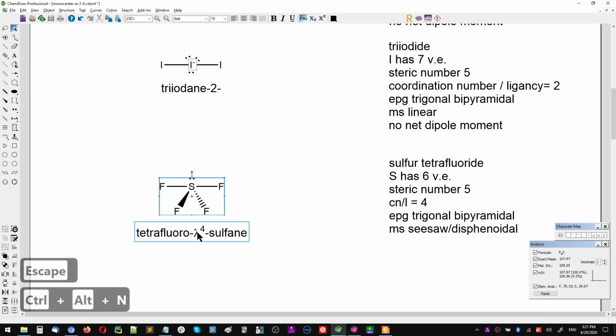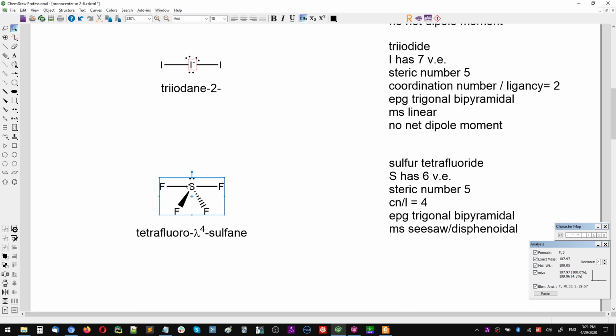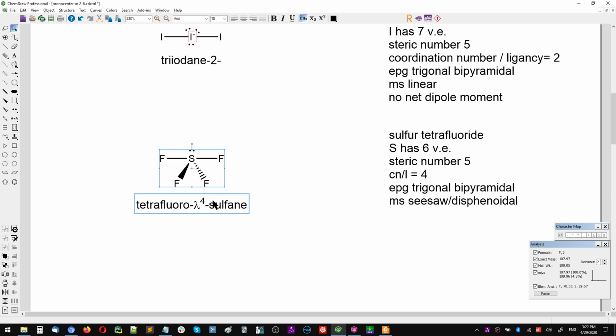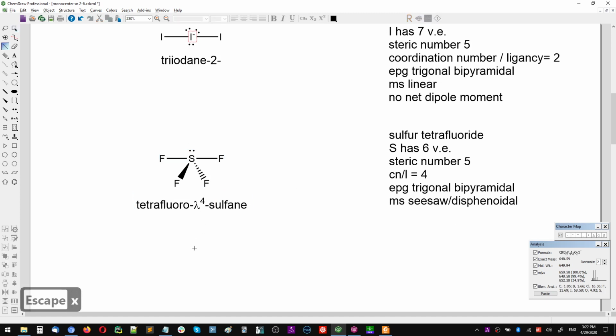So we see here the lambda letter used in naming. That's because sulfur doesn't have the usual number of bonds that it needs to respect the octet rule. It has 4 bonds instead of the usual 2. If it only had 2, look how the lambda disappears.